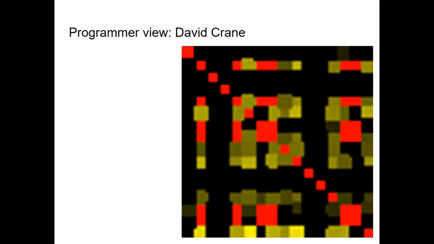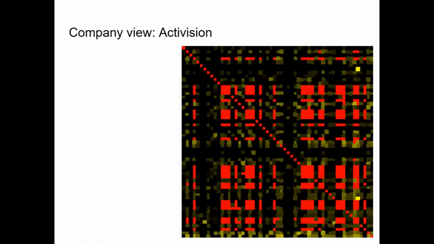And speaking as a programmer, yeah, we rip off our own code all the time because we're too lazy to rewrite it. You can also look at practices within a single game company. This is Activision. And again, a lot more yellow, a lot more intense yellow. So it seems that code reuse within the company was likely a lot more prevalent.